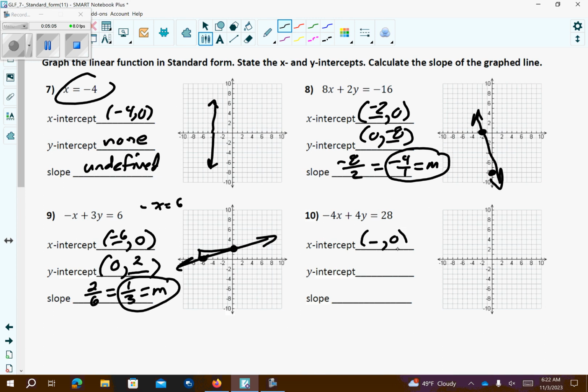Blank comma 0, 0 comma blank. So this one is going to be a y value, so negative 4 times what number gives me 28? That's negative 7, which is back here. This is an x value, so 4 times what number gives me 28, which is 7, which is up here. So if I count up and over, it goes up 7, right 7. Keep that as a fraction, so 1 over 1 is our slope.